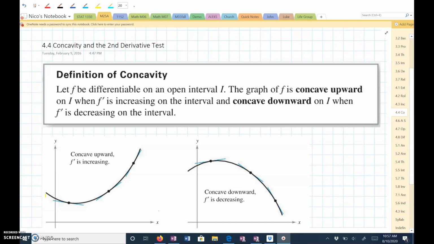4.4, concavity and the second derivative test. Definition of concavity. Let f be differentiable on an open interval I. The graph of f is concave upward on I when the derivative of f is increasing on the interval, and concave downward on I when f prime is decreasing on the interval.